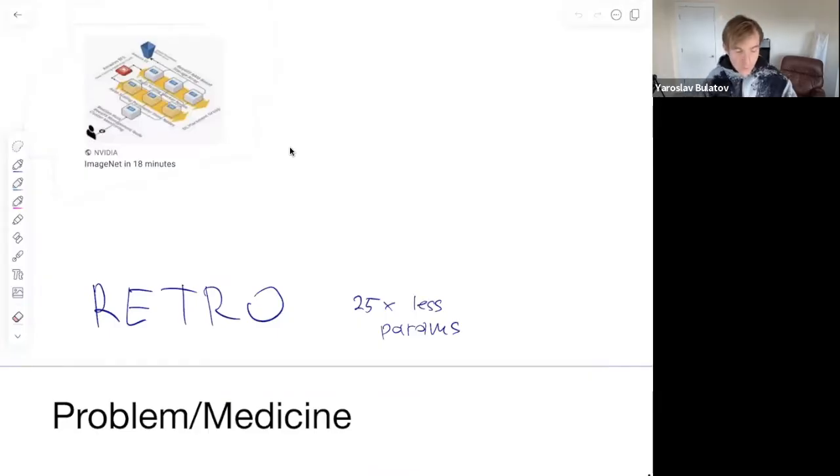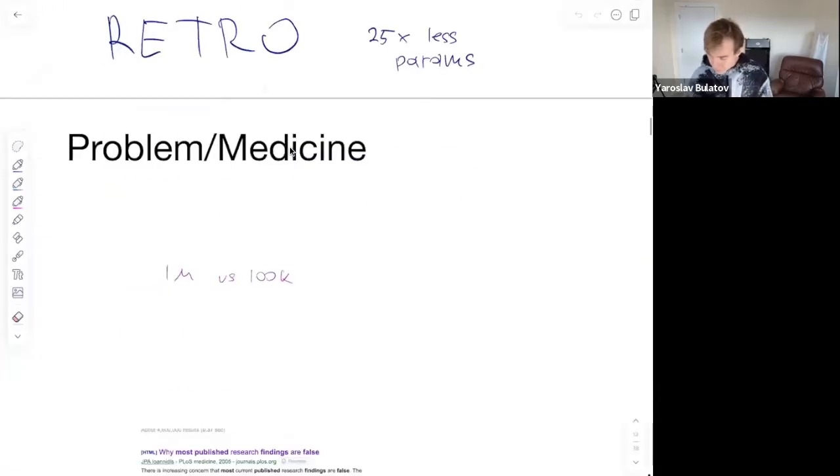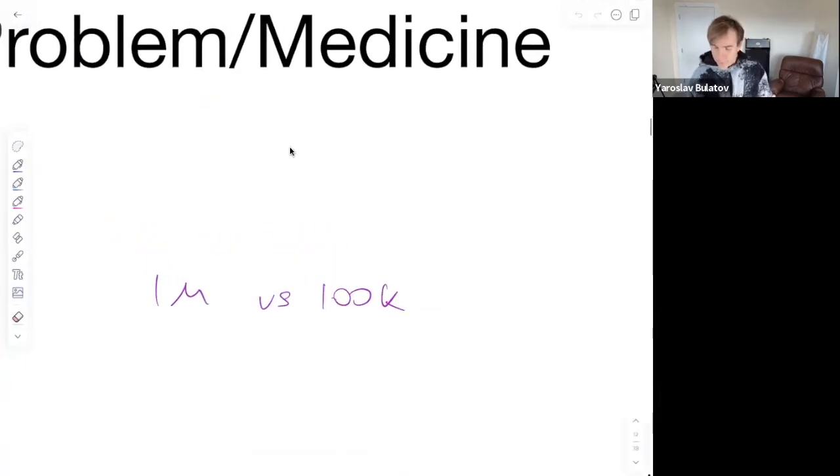So why does this problem happen? I'm going to talk about a different field, which is much larger. There are about 10 times more papers published per year, and they've actually studied this problem of inflated results. So I will look at medicine. In medicine, there is something like 1 million papers published per year, and people actually care much more when something doesn't work in medicine.